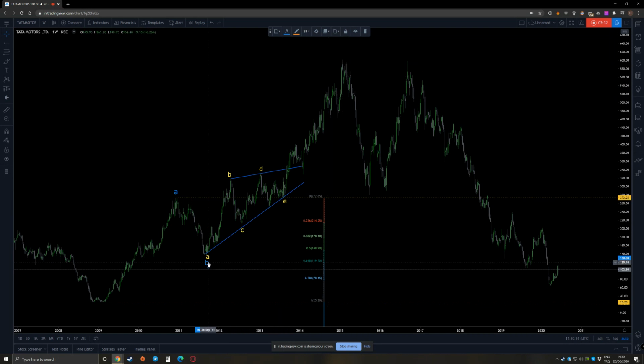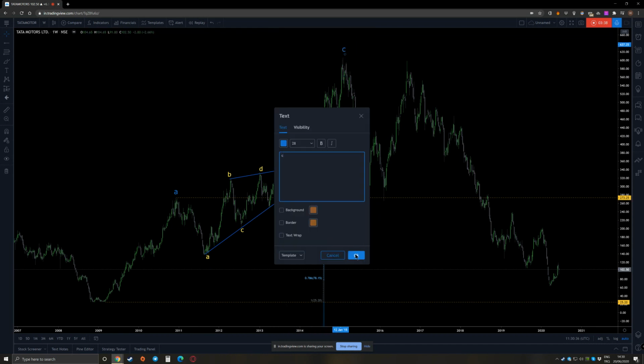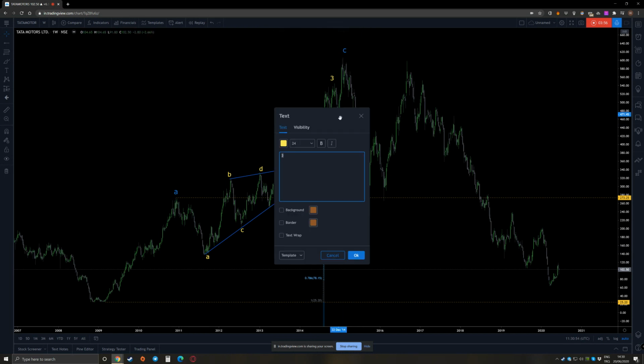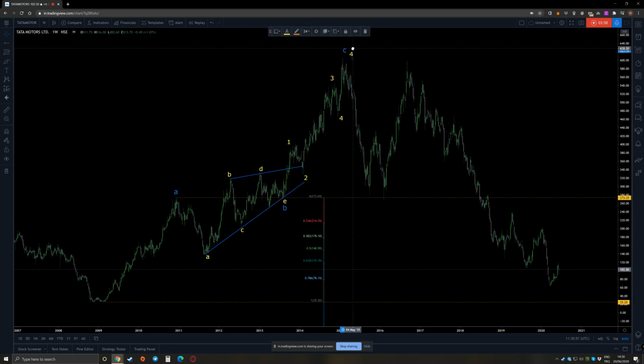But I actually put it here, and I put the C wave here, and I wanted to think something like this. So we have a 1 here, we have the second wave, we have the third wave somewhere around here probably, and the fourth wave, and the fifth wave. Okay, now this is looking like a nice zigzag pattern.